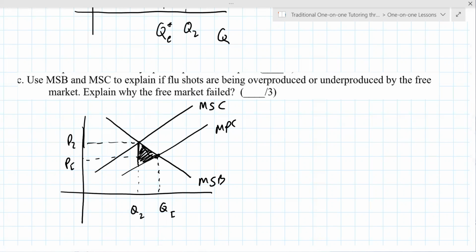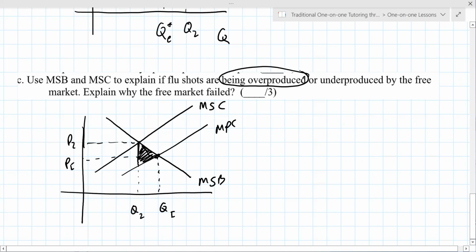The reason for that is because of how they're produced in the market. Are flu shots overproduced or underproduced? They end up overproducing them because they want more people to take them. Oh, because they're supposed to be at Q2, but they're at QE, so they're overproducing. Yeah, exactly. Okay, that makes some sense.